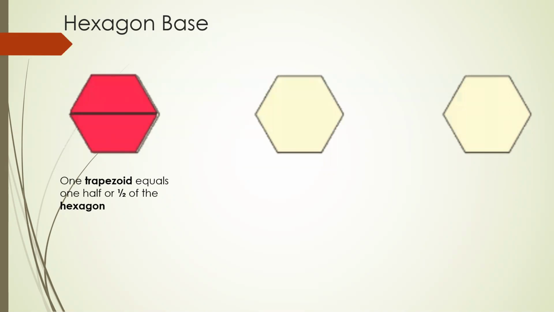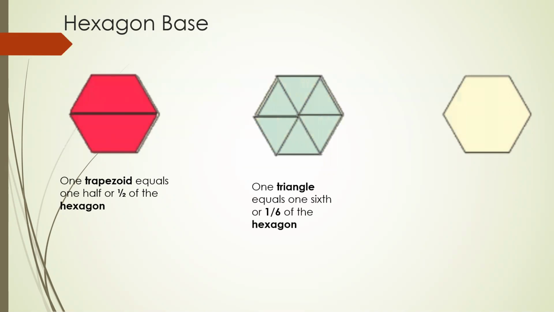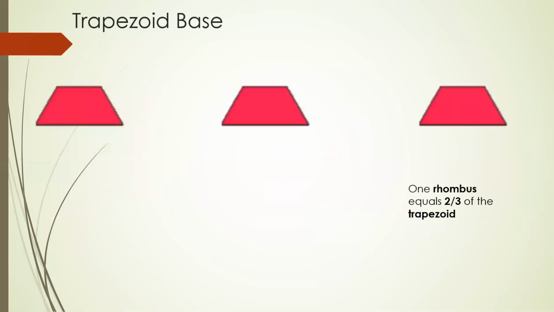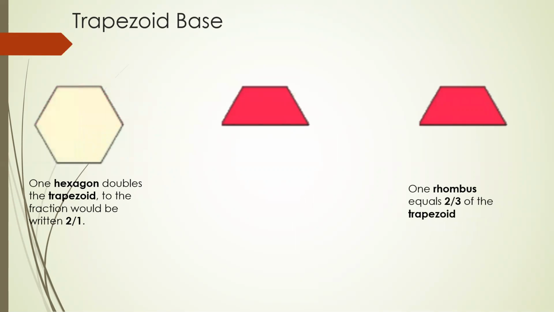Next I did the triangle. Added 1 triangle, 2, 3, 4, 5, 6. So the triangle is 1 out of 6, so 1/6. The rhombus is 1/3 because it takes 3 of them to fill up the base of the hexagon. Next I used a trapezoid as the base. For the hexagon, you can see that it completely covered it, but we know from the last problem that it took 2 of the trapezoids to cover the hexagon, so we can say the hexagon doubles the trapezoid, so it makes it 2/1.